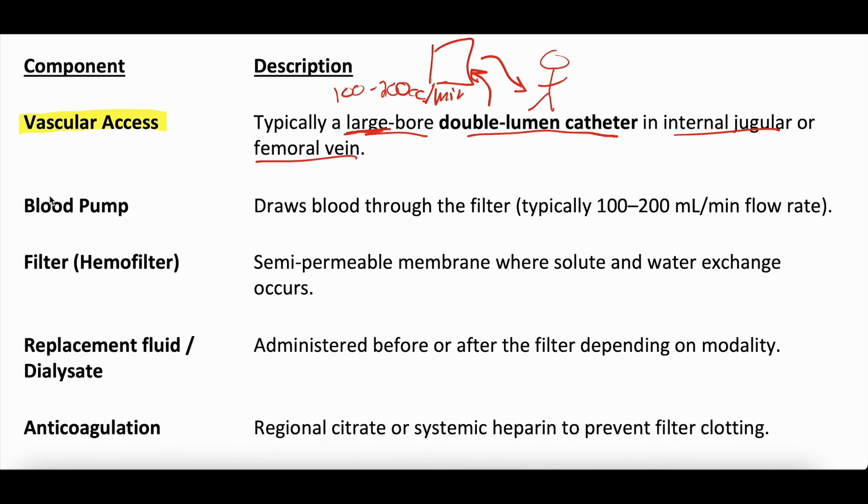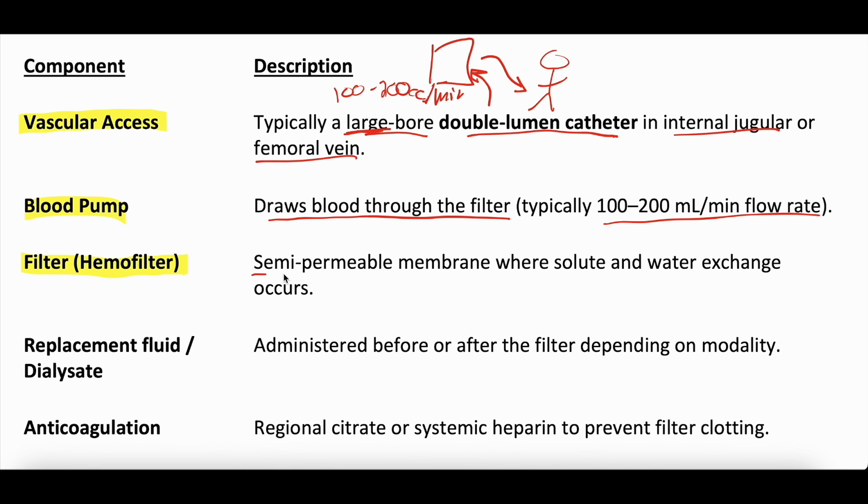You need a pump, right? The machine needs a pump. The pump draws the blood through the filter, again typically 100 to 200 cc's per minute of blood flow. That is literally flowing from the patient into the dialysis machine and then out of the dialysis machine back into the patient. You also need a filter, often called a hemofilter.